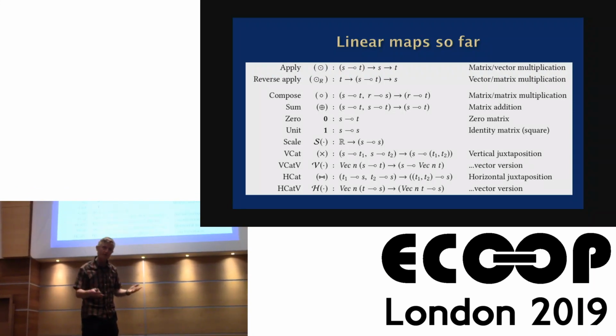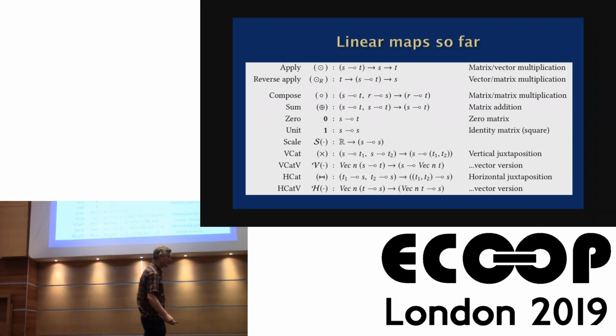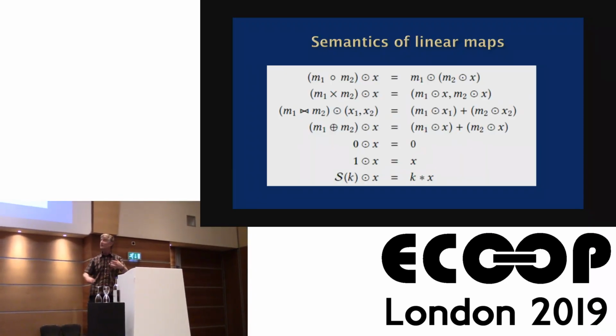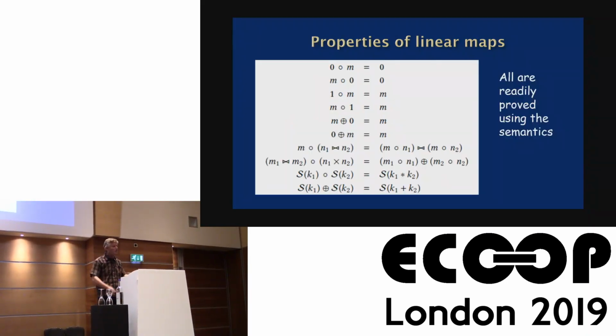So there aren't that many of them. I haven't introduced vcat v and hcat v, but the others I think I've introduced. They all have nice civilized types. And moreover, we can write down their semantics in a nice civilized way, and they have lots of nice properties. In this slide, both the left-hand side and the right-hand side are linear maps. They have nice algebraic properties, so I'm not going to go through them.